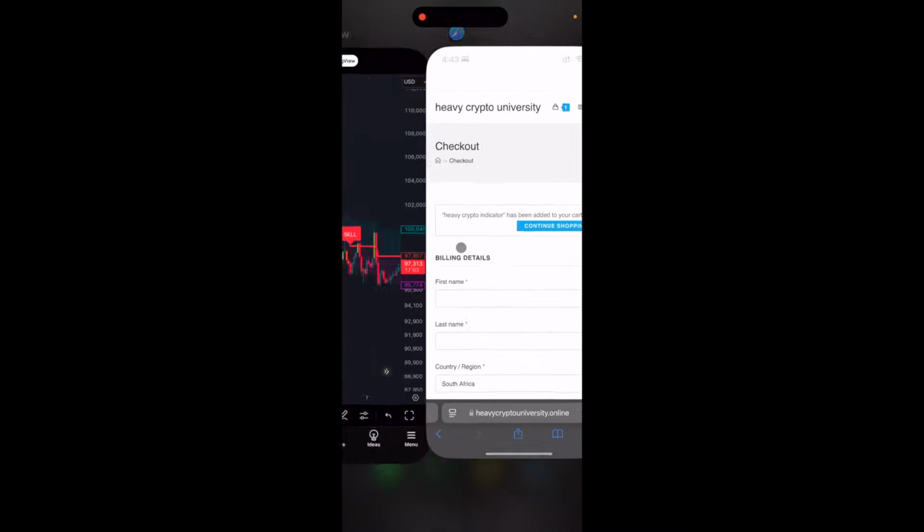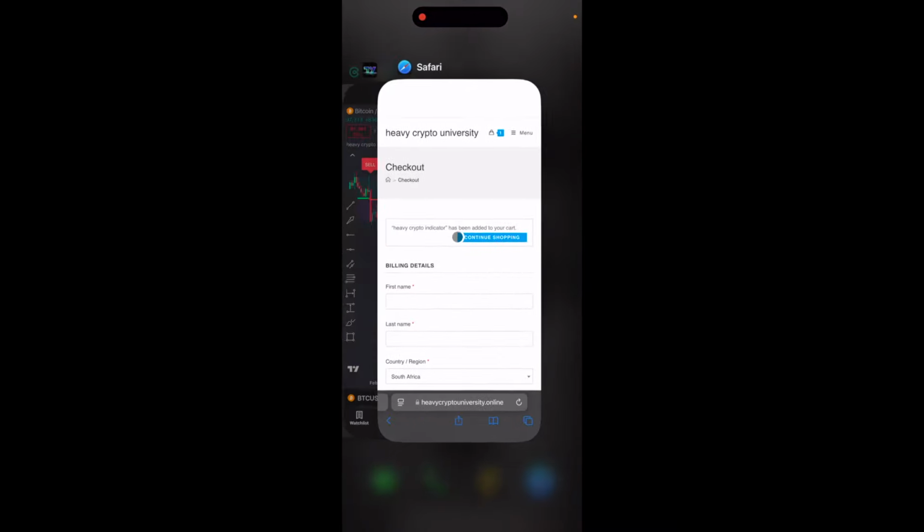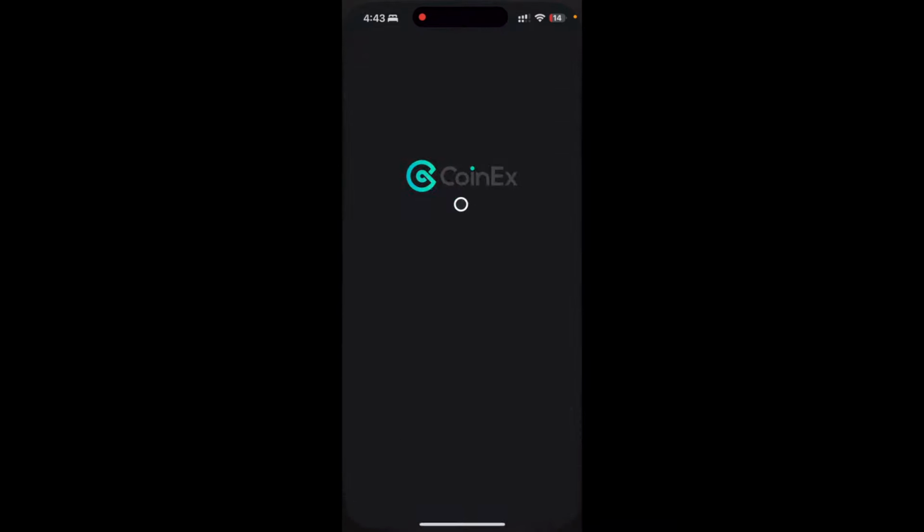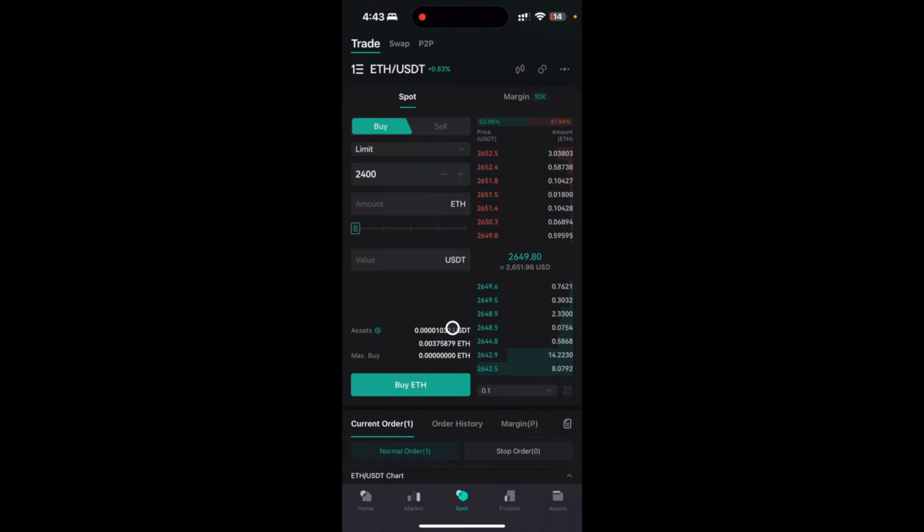You can use this indicator on any exchange, not only on CoinX. You can use it on Binance, Bybit, Luno, Valr, pretty much on all the exchanges, and it also works on forex markets and everything, stocks and so on.